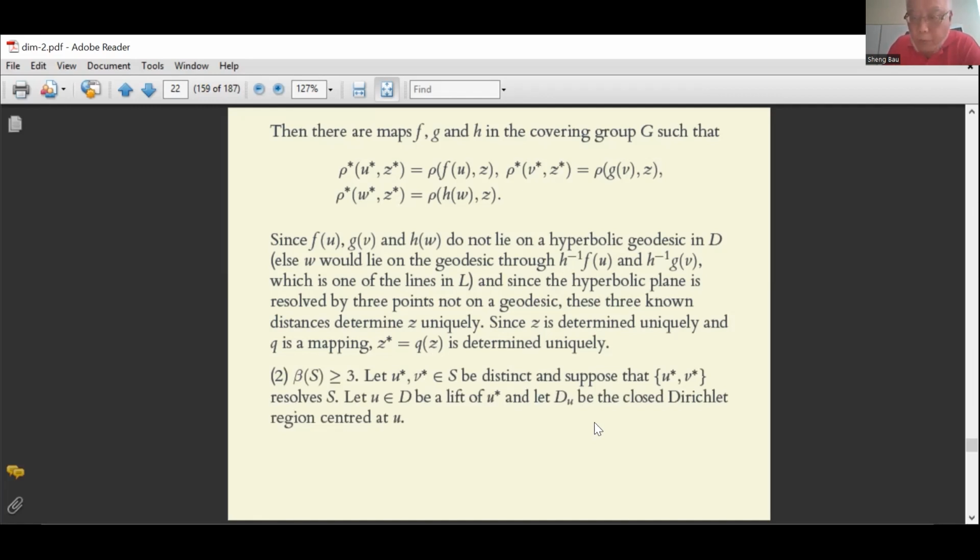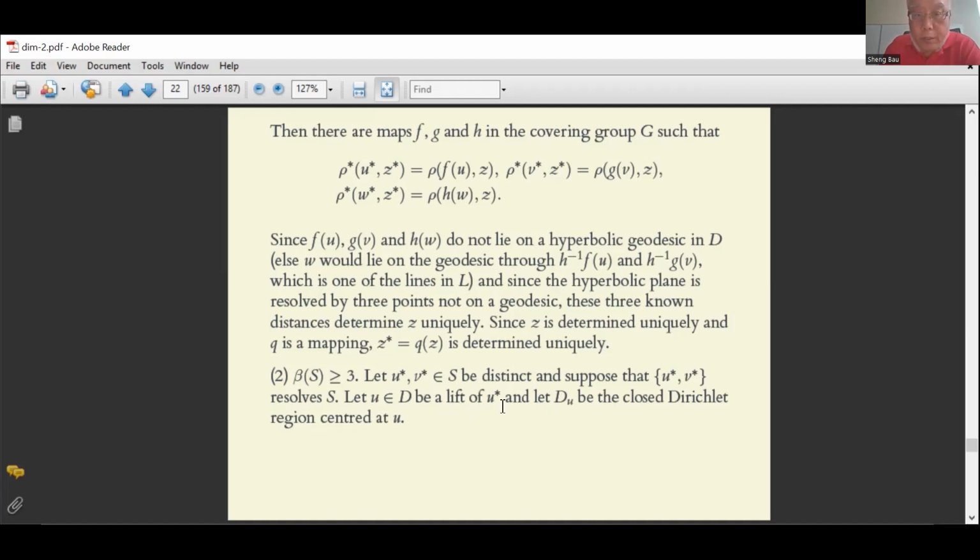This is not a complete proof. We didn't do the Euclidean and the Riemann. This is just a demonstration of this for the hyperbolic case. So let us take any 2 points, and suppose that these 2 points resolve the Riemann surface.